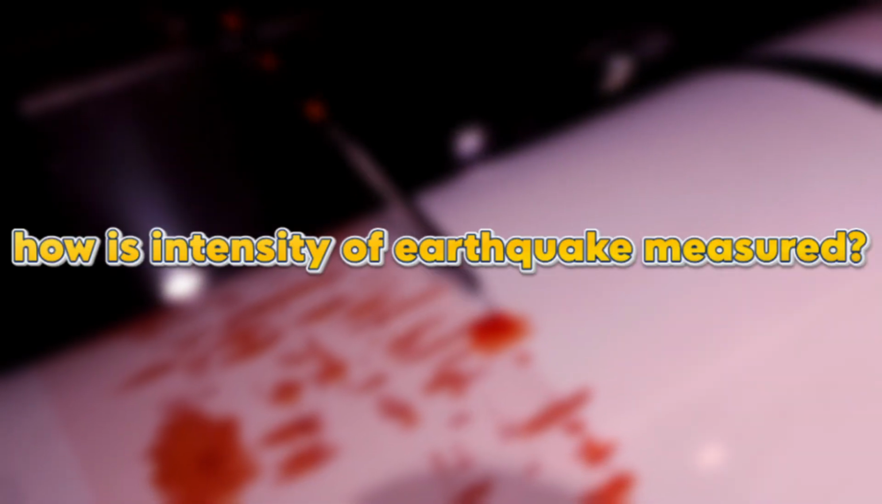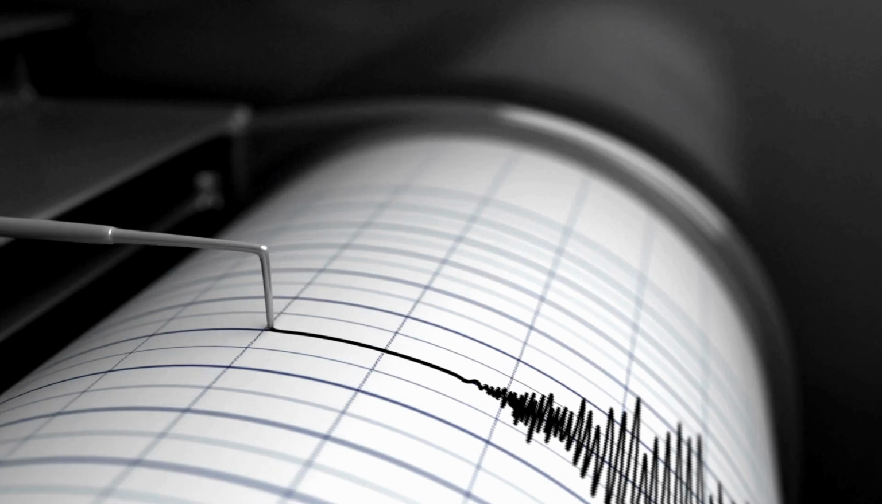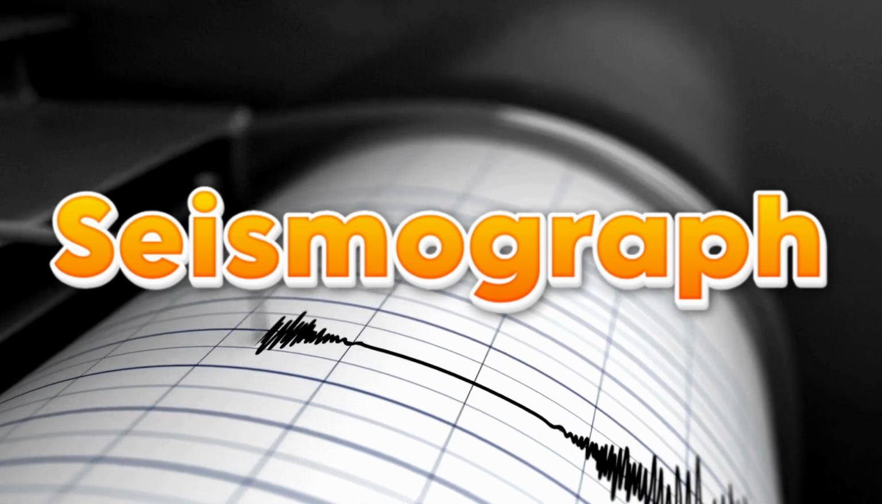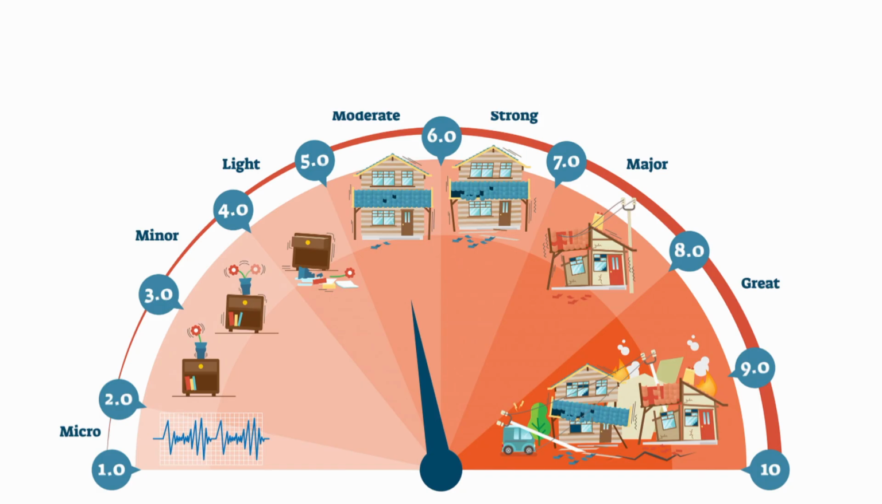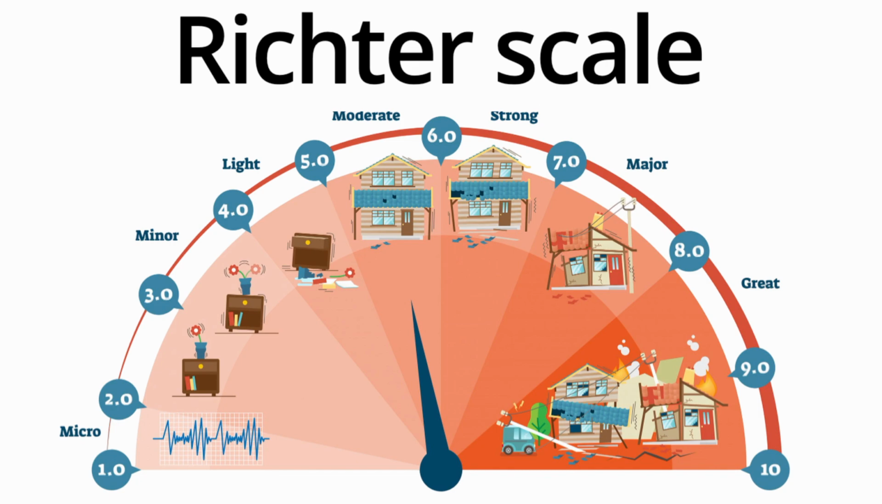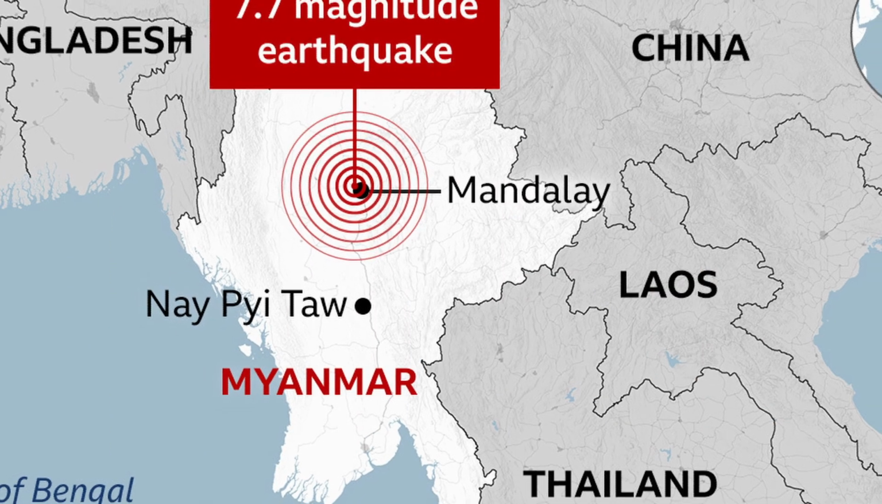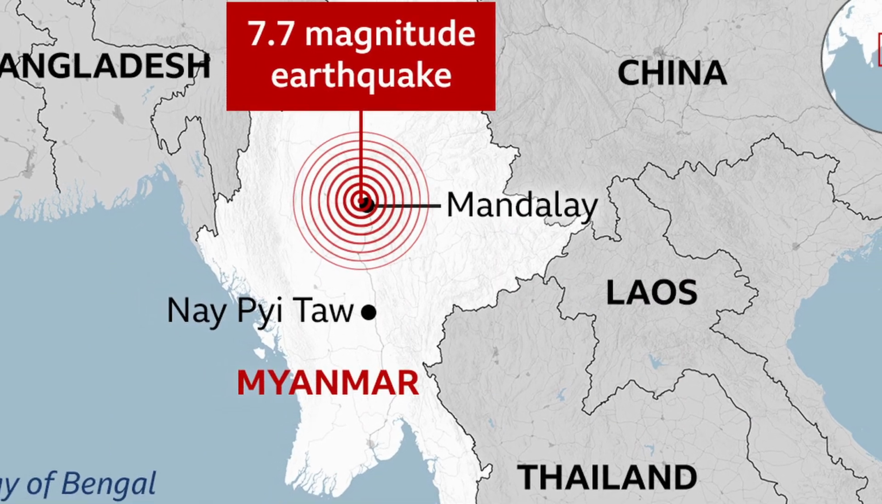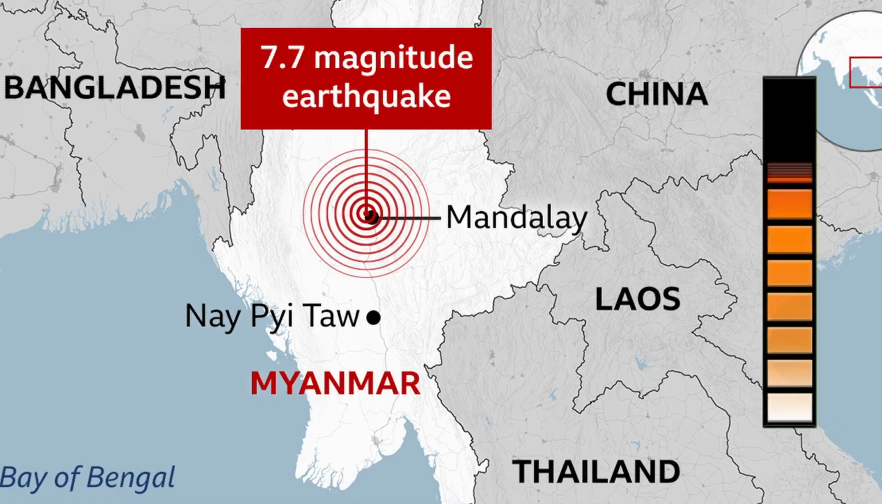How is the intensity of an earthquake measured? There is a meter called a seismograph. It measures the intensity. 0 to 9 is the scale. It is called the Richter scale. The earthquake which has happened in Burma has been measured at 7.7 on the Richter scale, which is quite high.